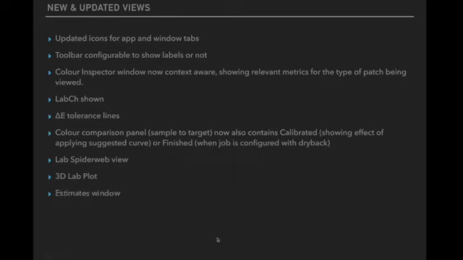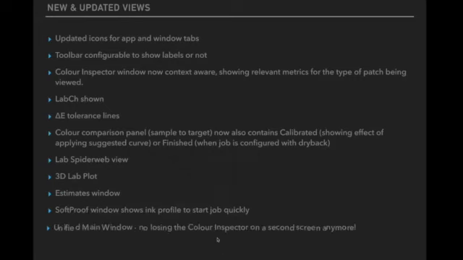But the color inspector window is now context aware, which means that if you point at a tint patch, it will show you a TVI value amongst the other things that it's always shown you. If you point at a gray balance patch, it will show you the delta E that you are using in the press target, or whatever you've selected in the press target. So if it's delta CH, it's delta E 2000, etc., it will show you the value that was shown in the bottom right hand corner of the main window.